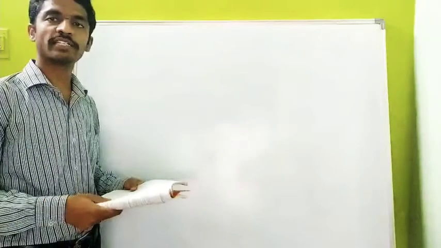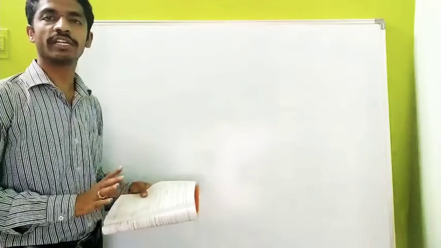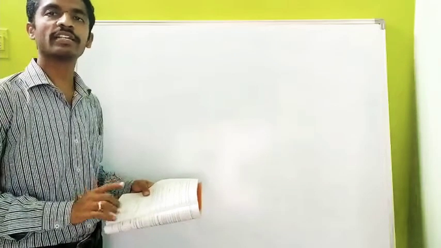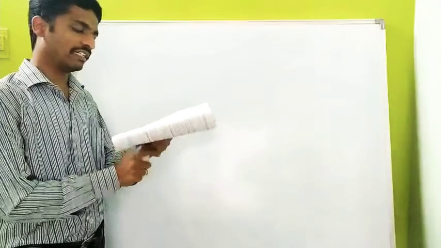In the third question, we have to write which are consistent and which are inconsistent. When will we get consistent? We will get consistent when the lines are intersecting or coincident. When will we get inconsistent? When the lines are parallel. Let's take the first one.